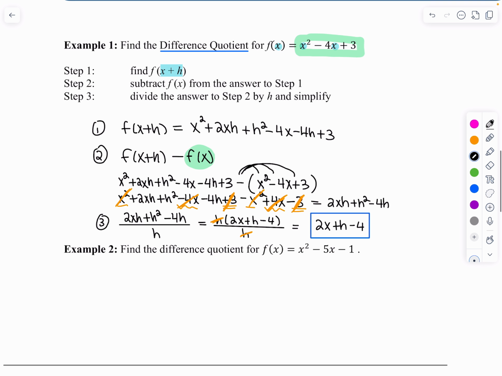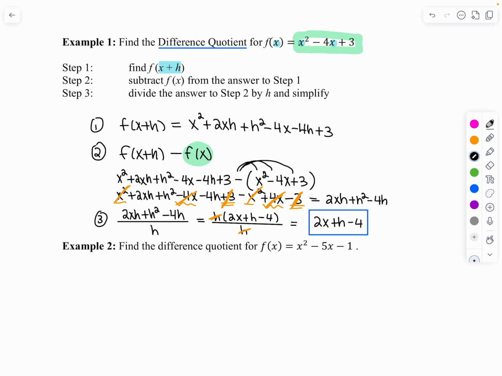So I'd like you to take a moment and pause the video. Take a couple of minutes and try the next one. I'll leave this screen up for you to work on your own. It's very similar, just a different function. And then when you've tried it, take a look and see how you did.